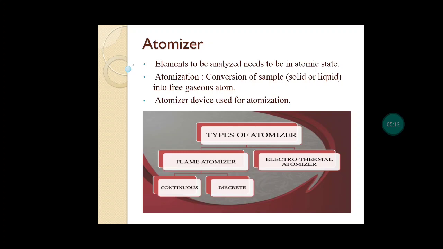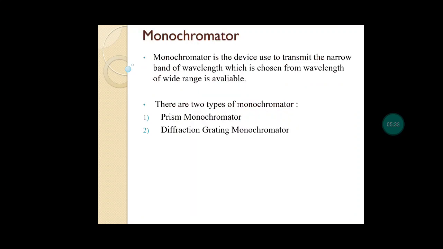Second is the electrothermal atomizer. The electrothermal atomizer is also known as the graphite furnace atomizer. It is a convenient non-flame method that uses an electrically heated graphite tube, which serves to hold the sample.